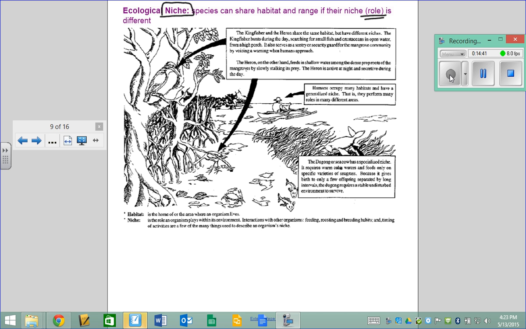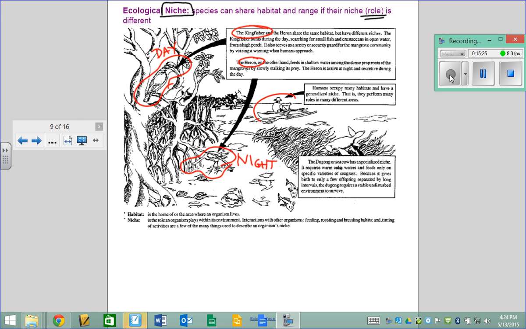So, in this picture, I have this bird here. It's a kingfisher. Down here, I have another bird. It is a heron. Now these two birds live in the same spot, same habitat, but they have different niches. One of them hunts during the day, and the other one hunts at night. That means that they are not competing with each other directly for food sources. They're hunting at different times, so different organisms are active during the day and at night.